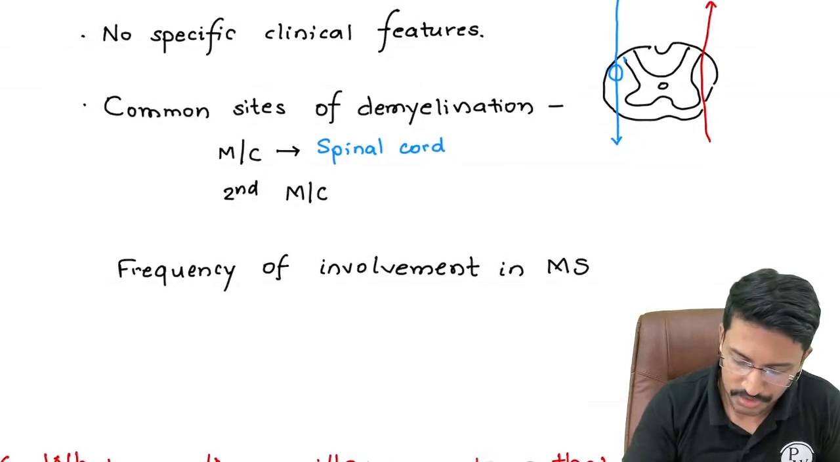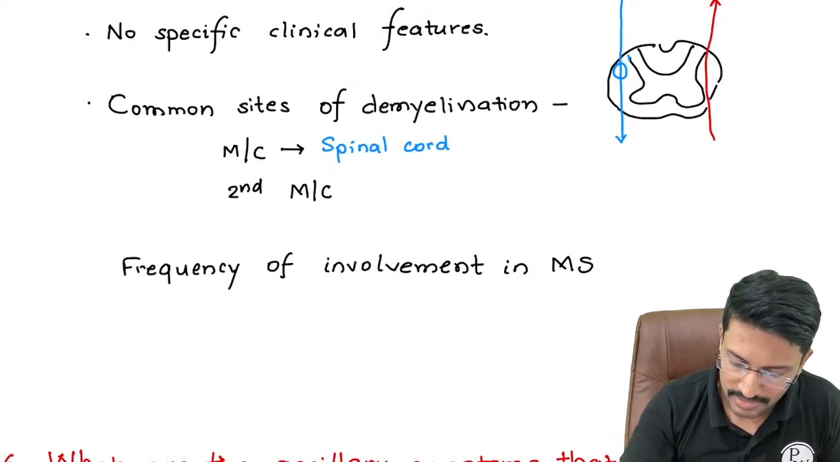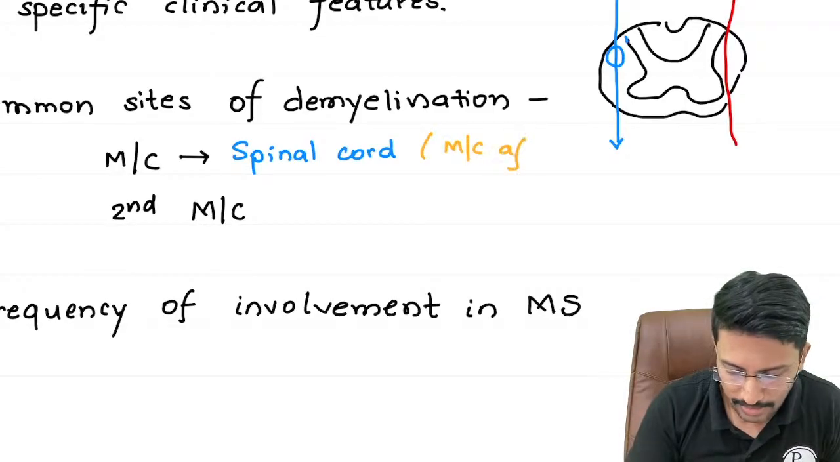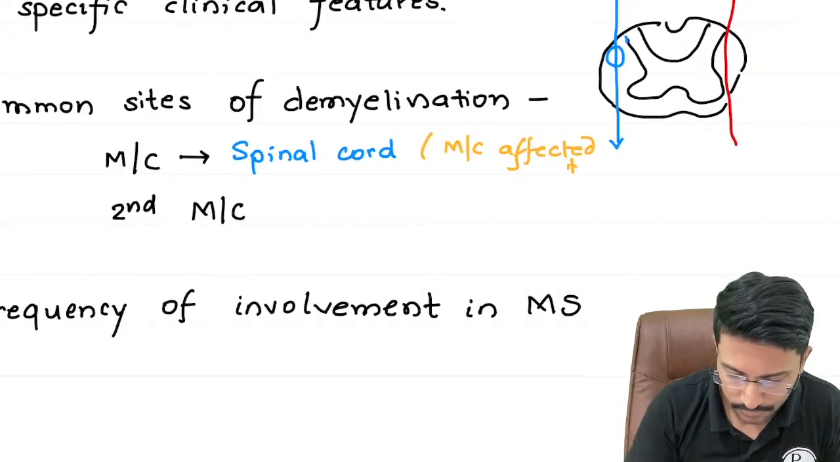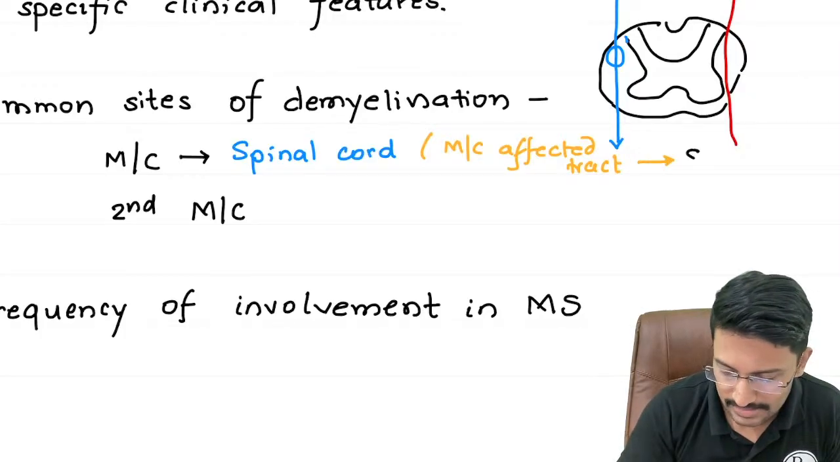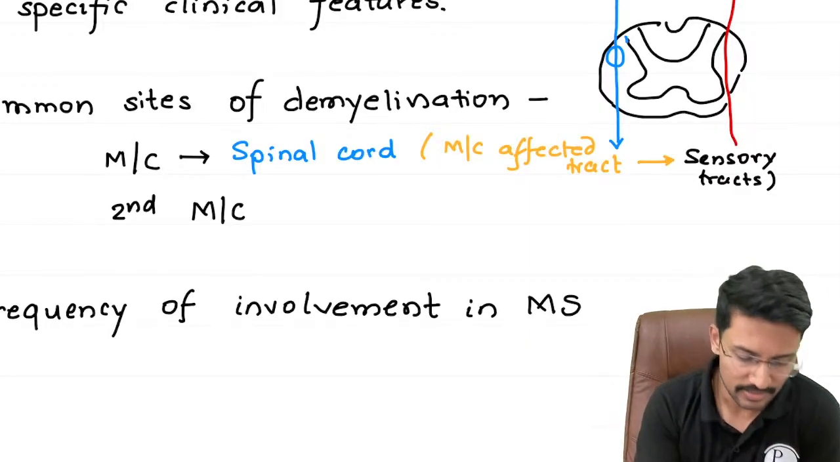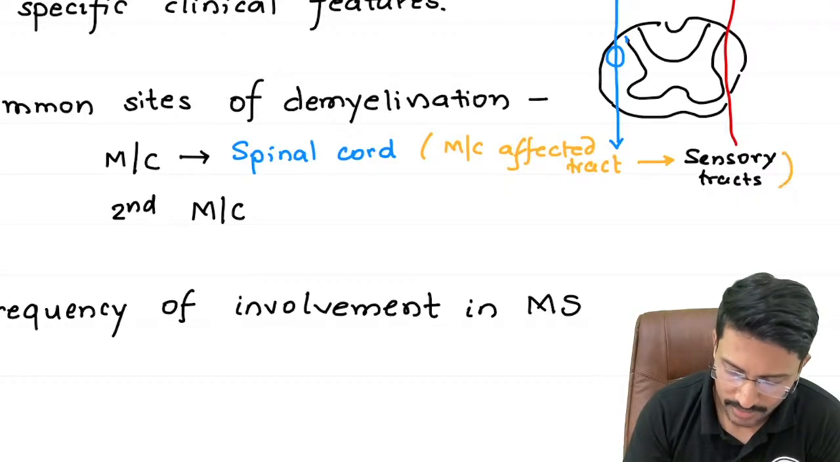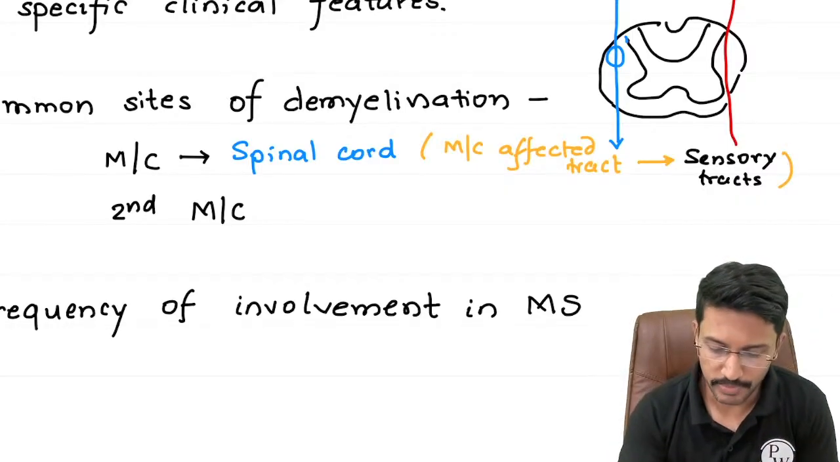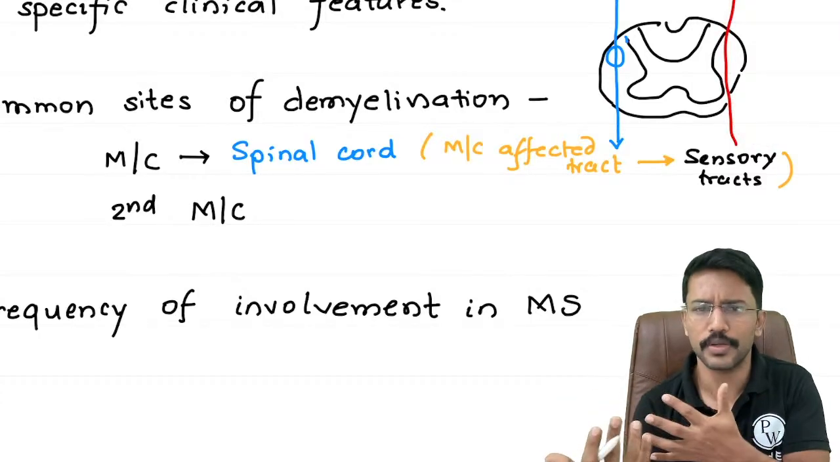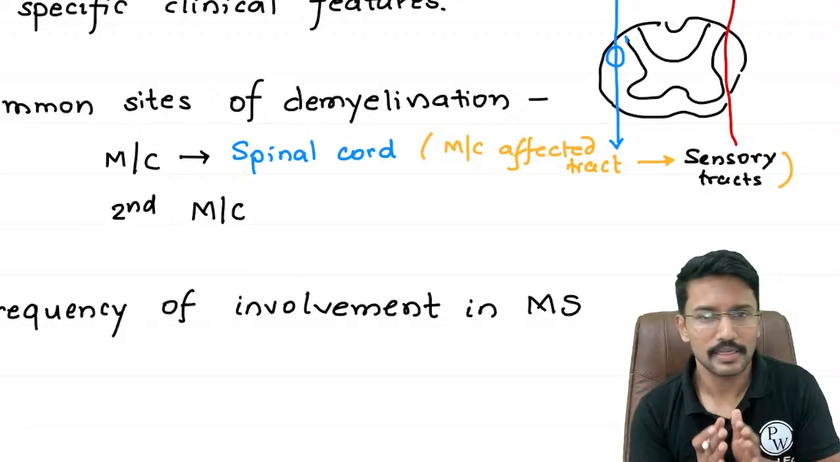So then obviously comes another question. What is the most common tract that is getting affected in the spinal cord? Most commonly affected tracts in the spinal cord are going to be sensory tracts. So what symptom do I expect if the sensory tracts get demyelinated? I will not be able to conduct the sensory information well from the peripheral body parts to the brain. So what will be the symptom? I will have loss of sensation somewhere in the body. That is the most common symptom.